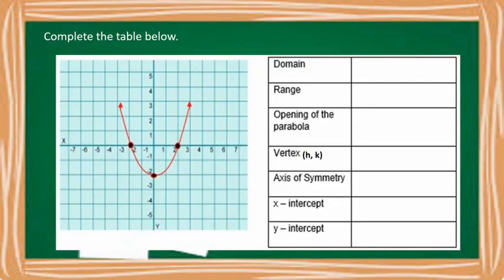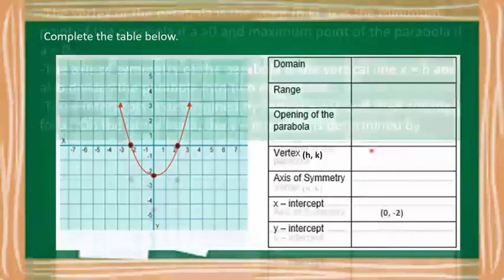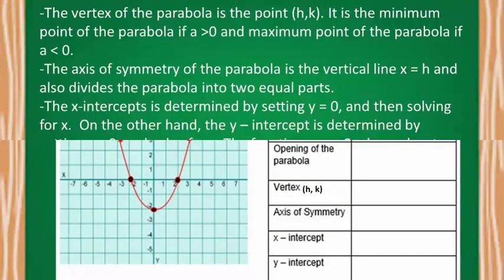Okay, learning task 1. Complete the table below. So we have a graph here and we will have to complete this table. First, what is the vertex of this graph? The vertex of this graph is (0, negative 2). Our h is 0 and k is negative 2.